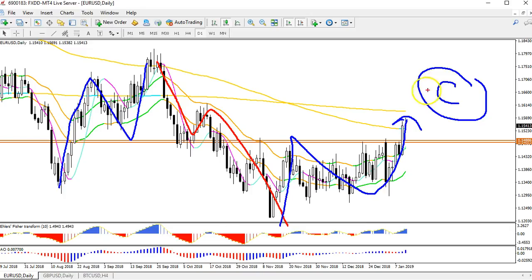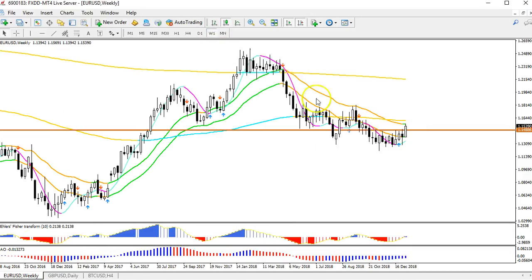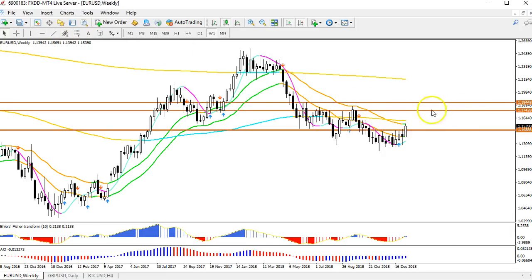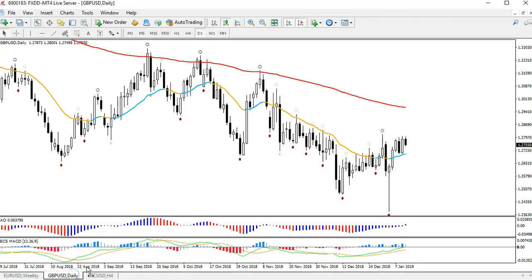And you can see why I think there's space, because the resistance levels are up in here. Looking at the weekly chart, I think that price has space up to the previous tops, as I said, around 117.50, 118.